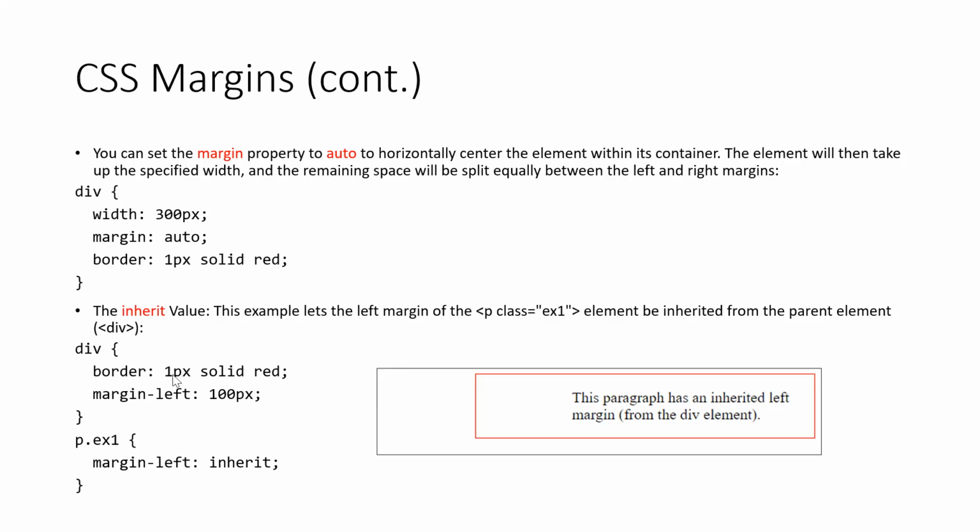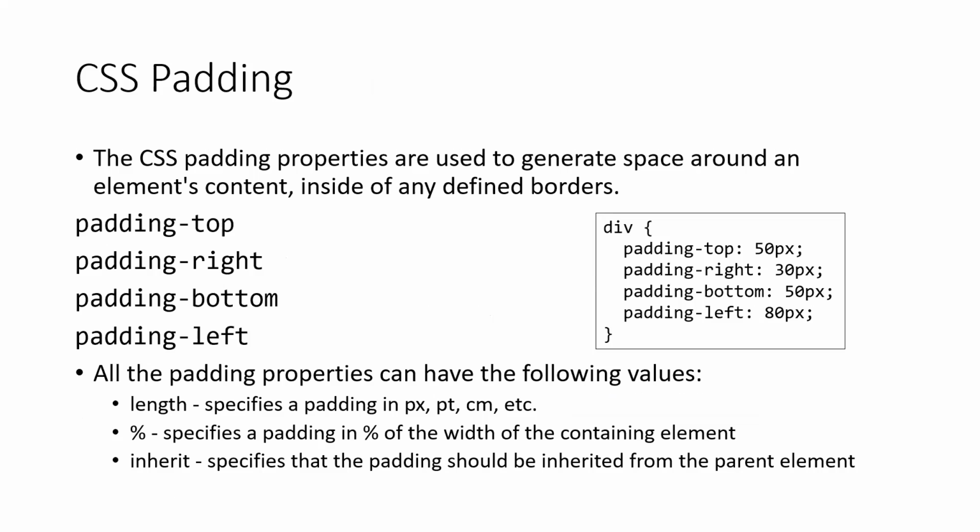Now in this particular case, the second example, what you see is you have a div element again, and then we have a paragraph, and with ex1 you get margin-left inherit, meaning you are getting the margin details from the previous one. So 100 pixels. So that's why you will have the same space. Okay, next look at padding.